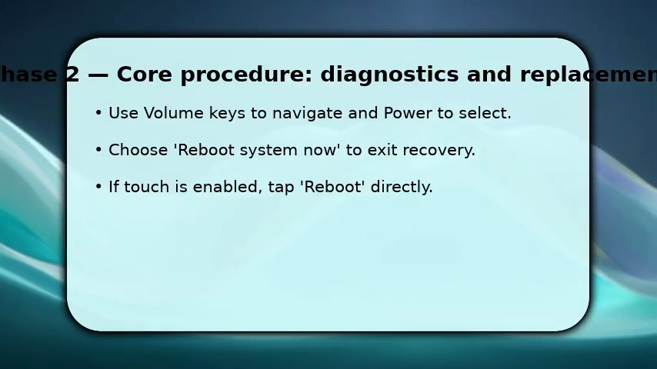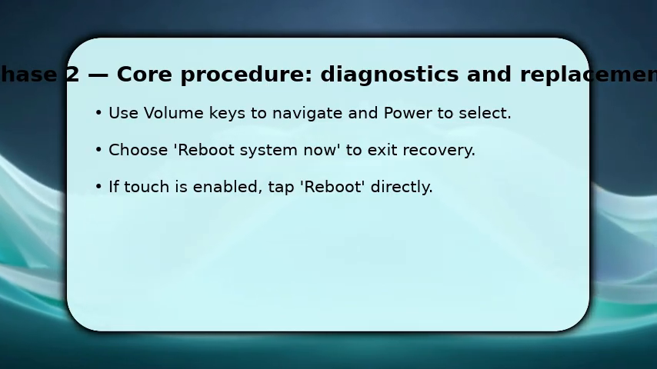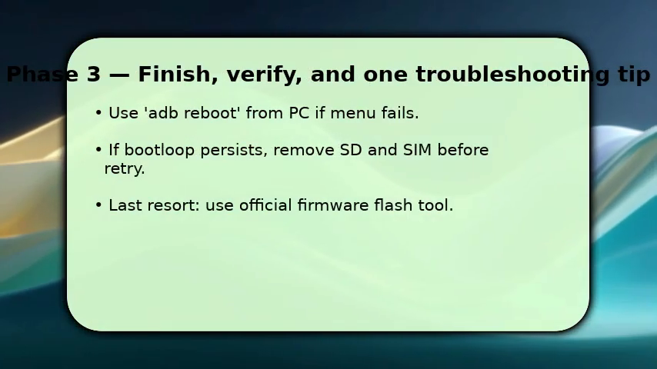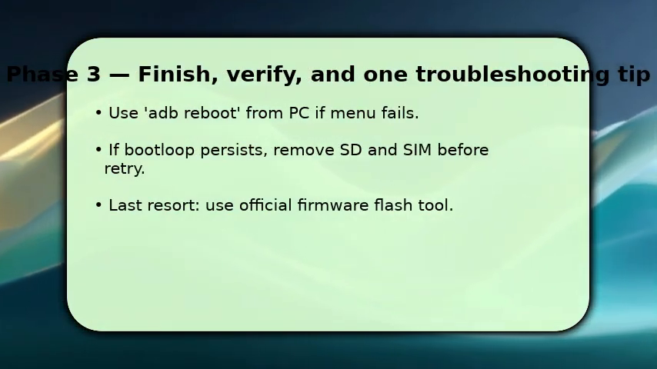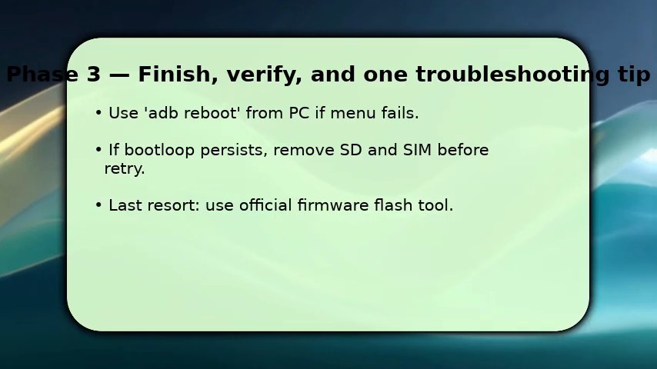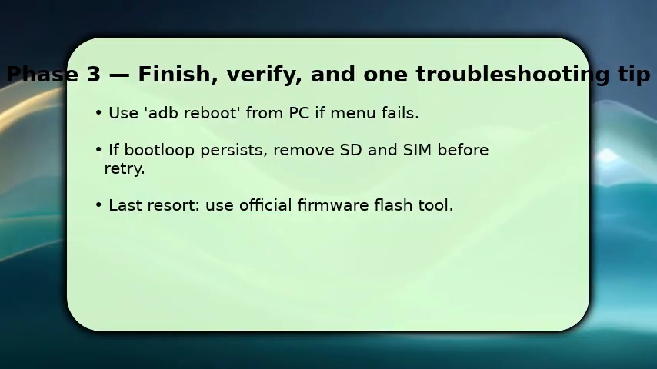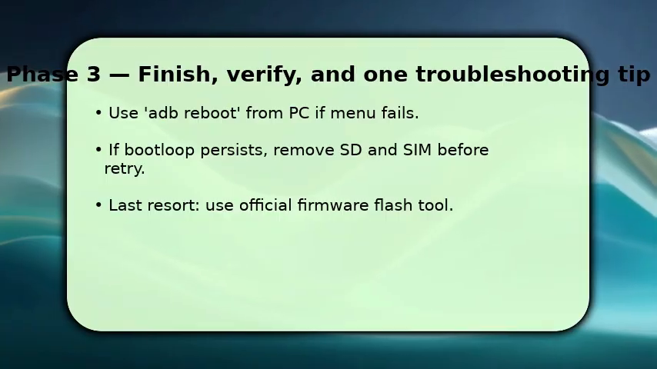If the phone loops back to recovery, do not factory reset yet. Pause and prepare the ADB method described next. If the device returns to recovery, connect to a PC and run an ADB reboot. This forces a normal restart without data loss. Make sure USB debugging was enabled beforehand. If not, remove SD and SIM, then try the key combo again.